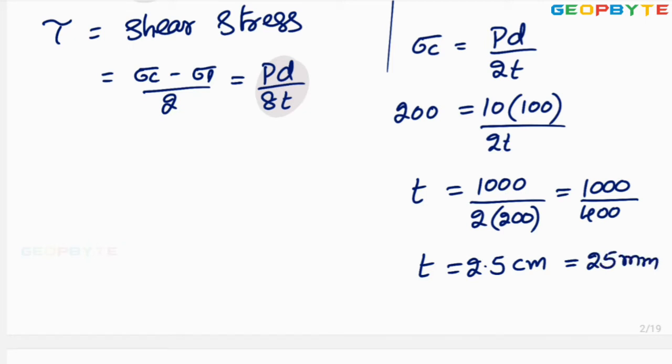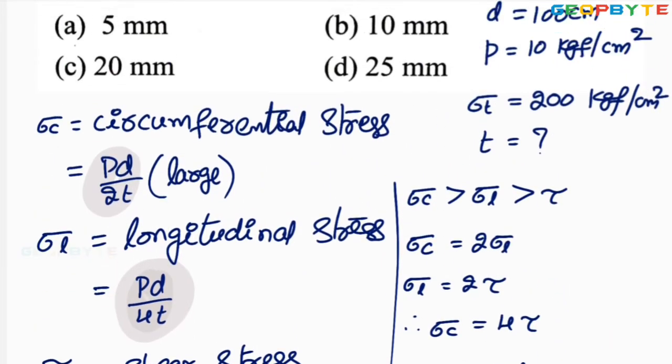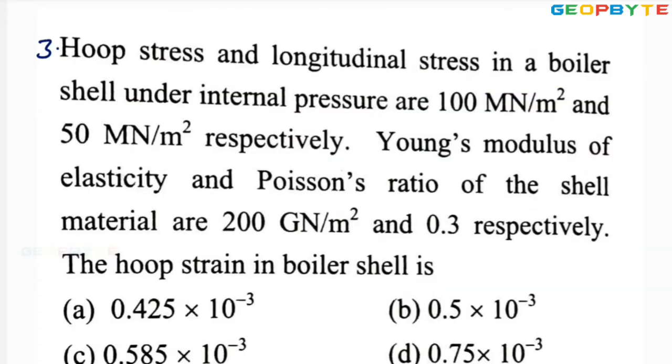Since all options are given in mm, I took in mm. Thickness T equal to 25 mm. Look at the options. Look at the last option, 25 mm. Therefore, option D is absolutely correct. I hope you understood. Let us move to the another problem.